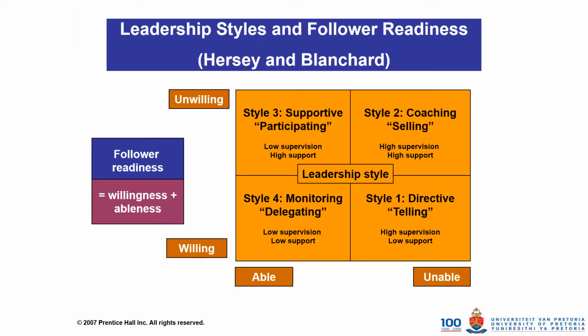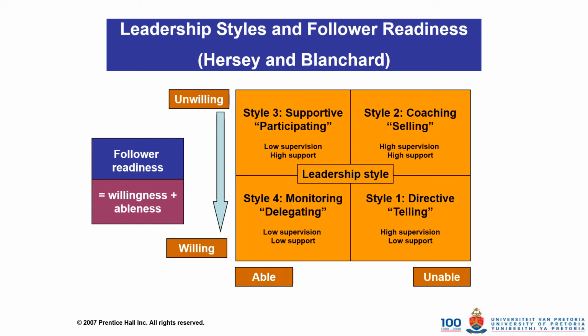Now in this slide you will see the four different leadership styles. And in style 1, which is called the directive or the telling style, the leader is pretty task oriented, and so high supervision and low support. So that's more task and less relationship.